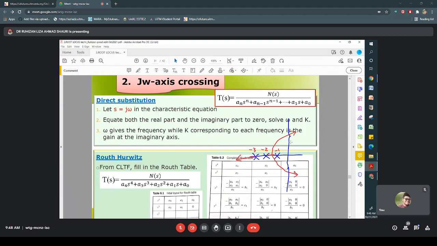I want you to do this for me. You can try this out. This is another example. Get this one calculated: the asymptote points and angles. You need to calculate them. Using the 5 basic rules, sketch the locus and get ready for this j omega axis crossing in the next class. Okay, I think that's all for today. We covered quite a lot.